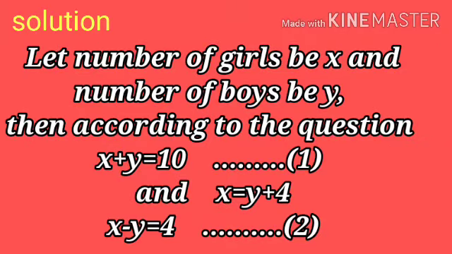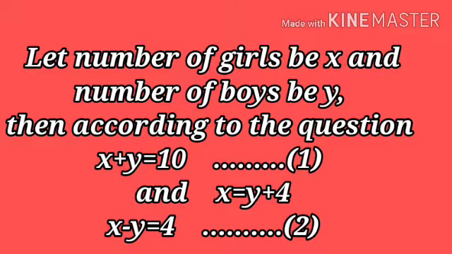Let the number of girls be x and the number of boys be y. Then, according to the question, since there are a total of 10 students who took part in the maths quiz, the number of girls plus the number of boys is equal to 10. It means x plus y is equal to 10, and we call this equation number 1.